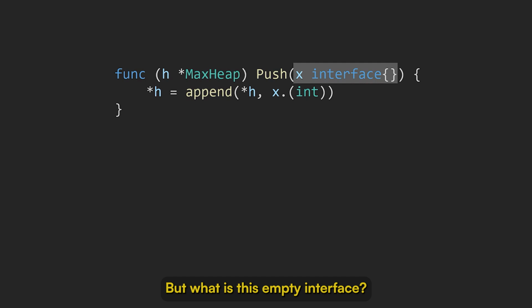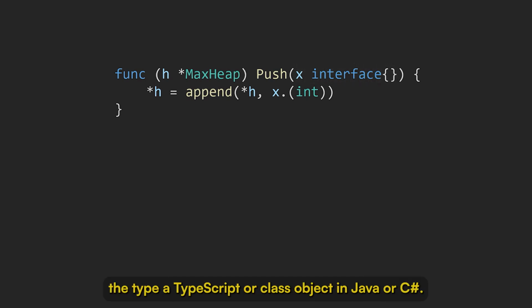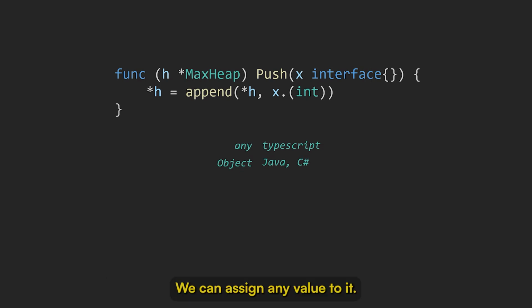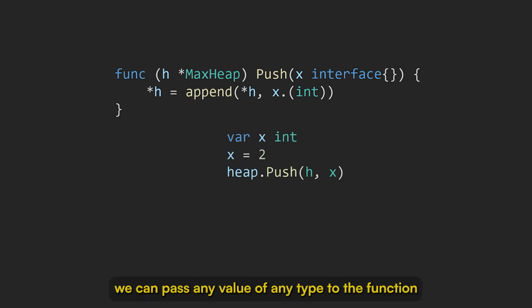But what is this empty interface? This empty interface resembles the type any in TypeScript or class object in Java or C#. We can assign any value to it. That's why when we use it, we can pass any value of any type to the function.